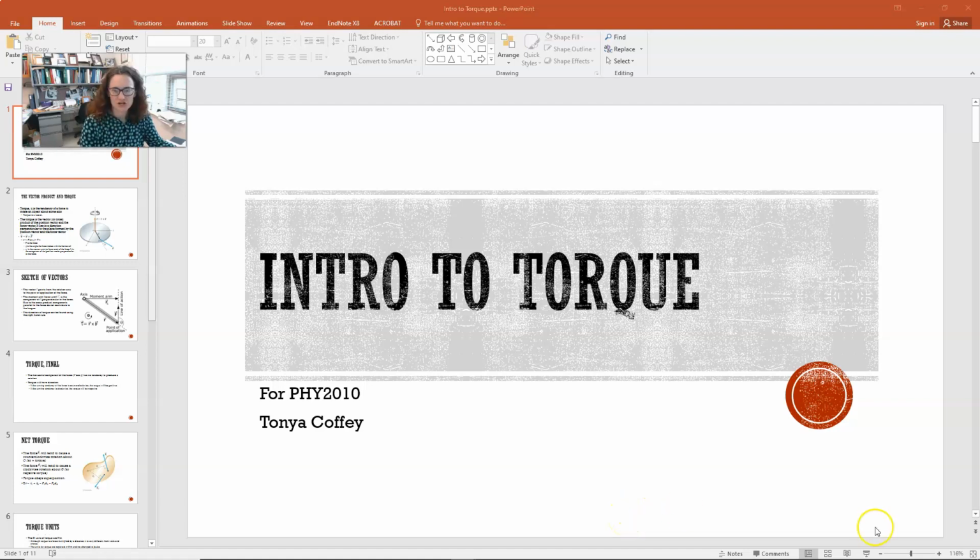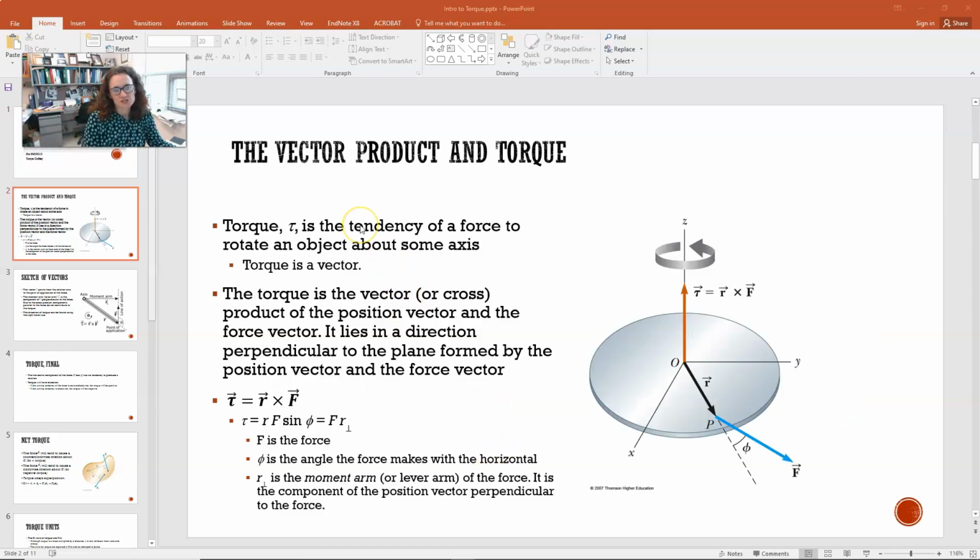In today's lecture, I'm going to talk to you about torque, and we're introducing the subject here. So, first of all, the definition of torque is the tendency of a force to rotate an object about an axis. Torque is a vector. Specifically, in a previous lecture, we covered vector or cross products, and torque is the cross product of the position vector and the force vector.